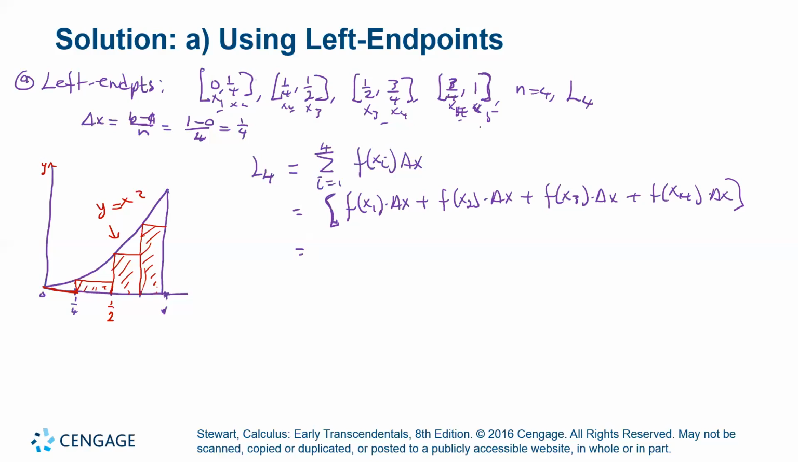All right, now what is x1? The function f of x in this case is x squared. So when you say f of x, x1 is basically f of 0 times delta x, which is 1/4, plus f of 1/4 times 1/4, plus f of 1/2 times 1/4, plus f of 3/4 times 1/4. Okay, 1, 2, 3, 4.